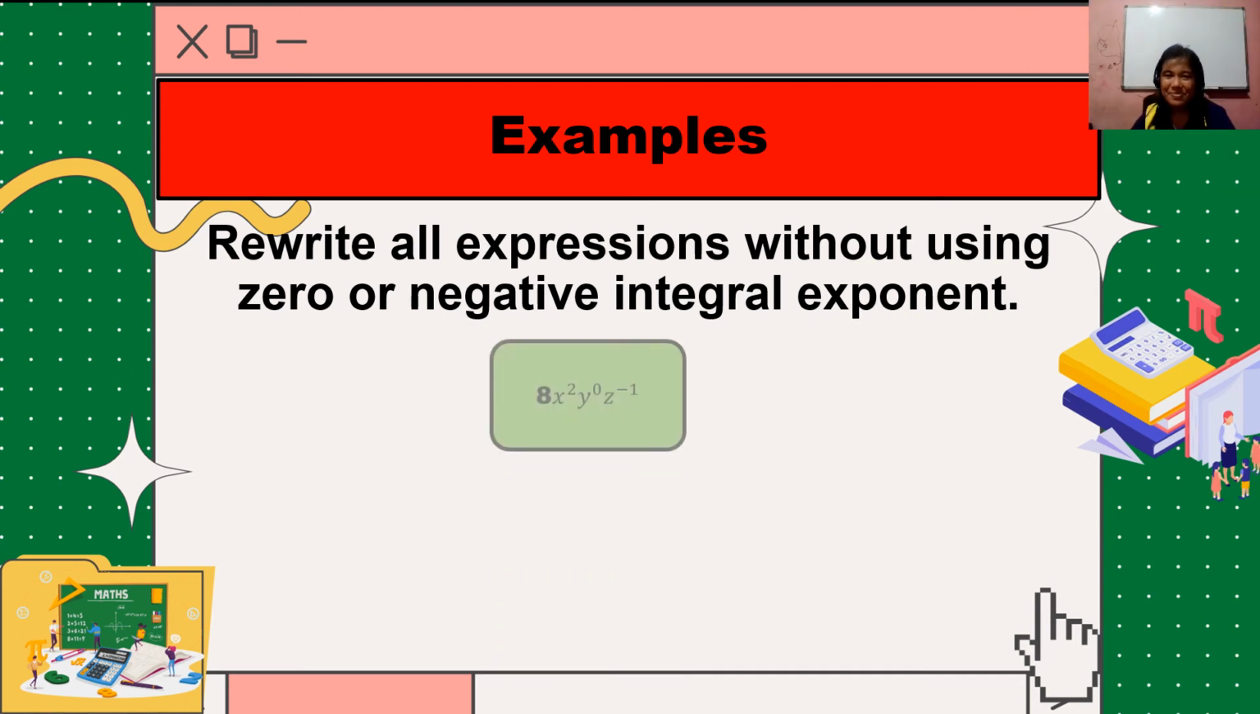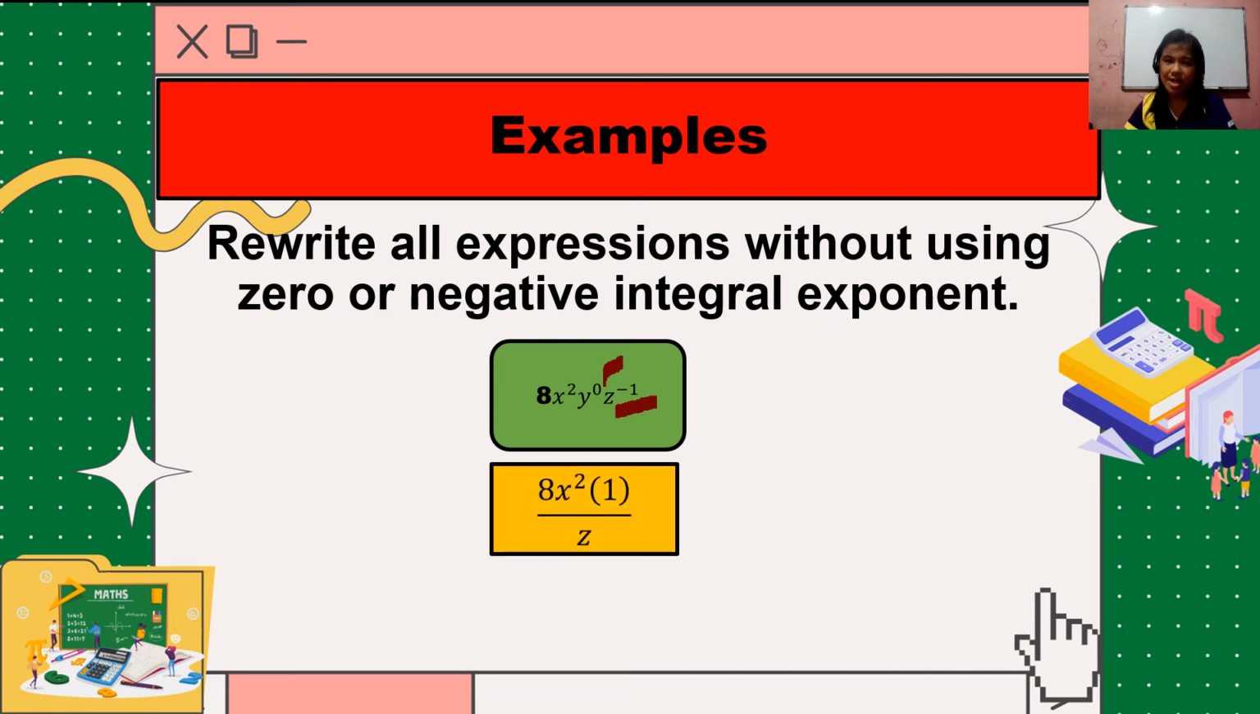Okay? Isa pang example. So, anong gagawin dito? Kasi si z is negative, baba mo lang siya. Tapos si 0 is dapat 1 na siya. So, ang mangyayari is, ganito. Kinapin mo si 8x squared kasi wala naman siyang pwedeng matanggal. Tapos si y raised to 0 is equal to 1. And then, itong negative 1 na z, nilipat mo lang siya sa baba. Kasi hindi nila tatanggapin yun. Okay? So, 8 times 1 is 8. So, yung sagot is 8x squared over z.